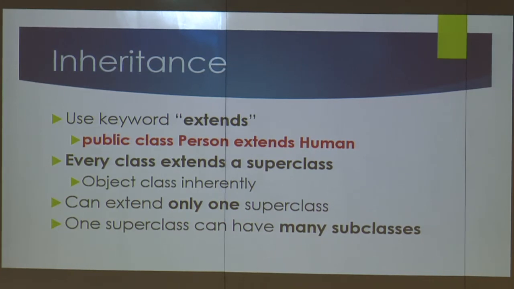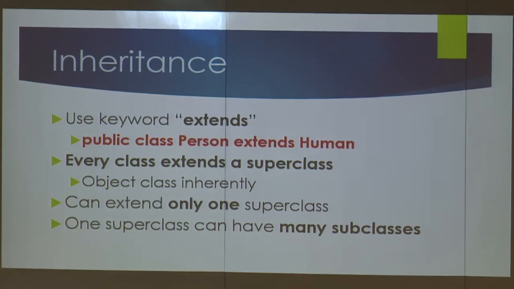So in order to do inheritance, we have to use the keyword extends when we're declaring the class. So let's say we had a subclass person that was going to use the superclass human. We could have public class person extends human. So that says that person is going to be a subclass of human. It's extending human. And even if we don't specifically say extends and then a superclass, every class inherently does extend a superclass because every class comes from the object general superclass.